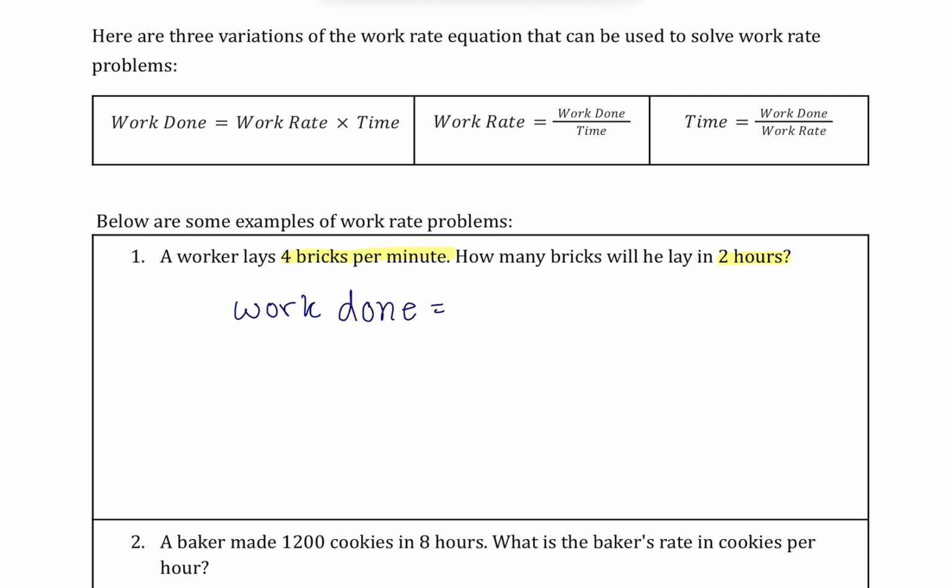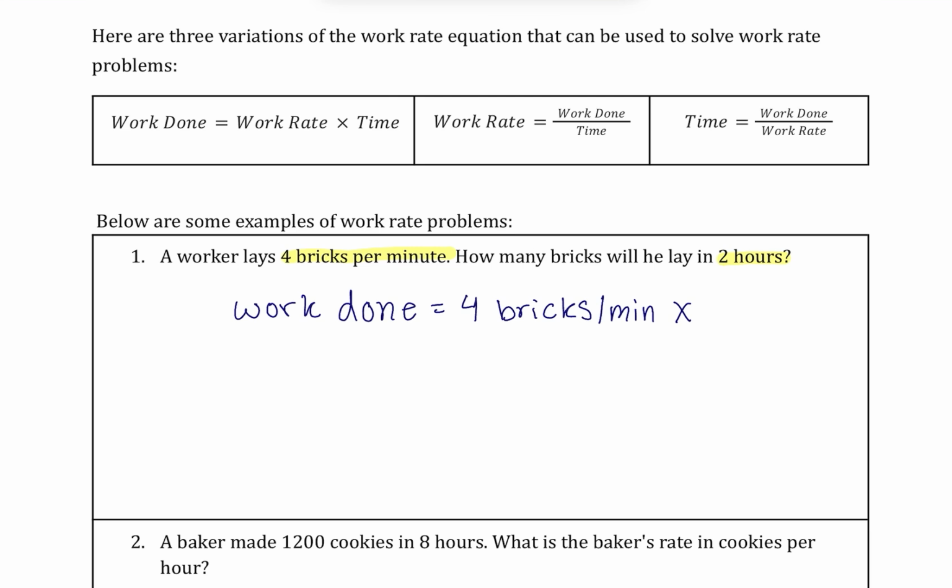And so using that first equation, work done equals work rate times time. So the rate is 4 bricks per minute. And we need to multiply that by the time. Now, something that's super important with these types of problems is you want to make sure that your units are the same. So for instance, our work rate is given per minute, so we want to make sure that the time is also in terms of minutes. So that time needs to be the same in our rate as well as in our time that we're using. So we are going to need to convert that 2 hours to minutes before we plug it into the formula.